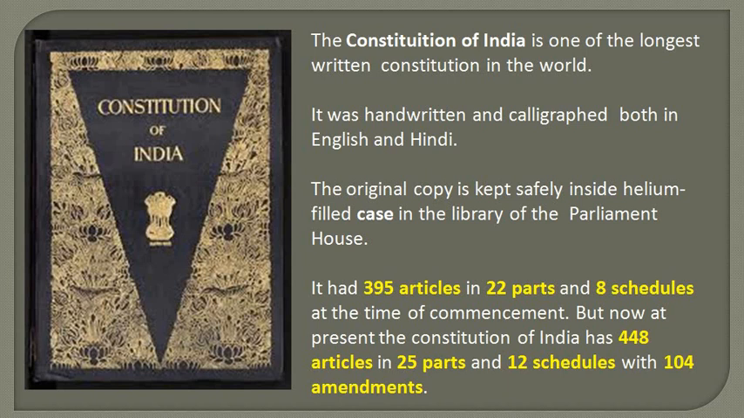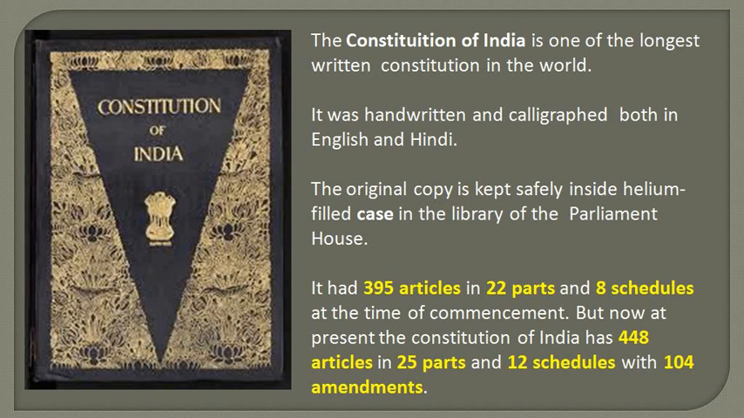You know children, the constitution of India is one of the longest written constitutions in the world. It is written in English. It is handwritten, but it is calligraphed in both Hindi and English. The original copy of our constitution is kept safely inside a helium-filled case in the library of the Parliament House. It had 395 articles in 22 parts and 8 schedules at the time of commencement.